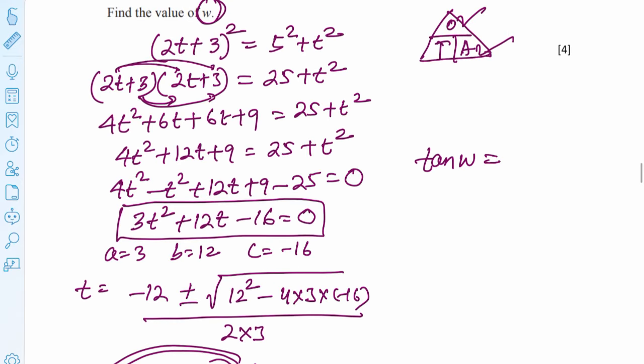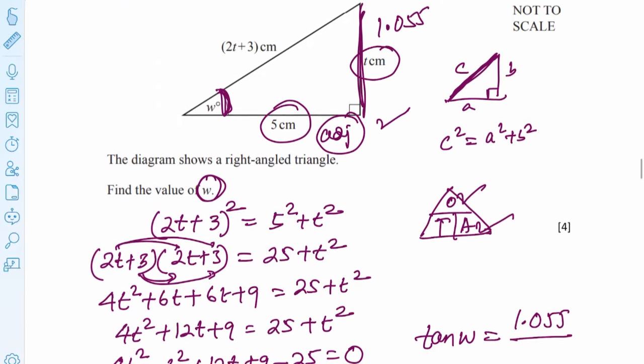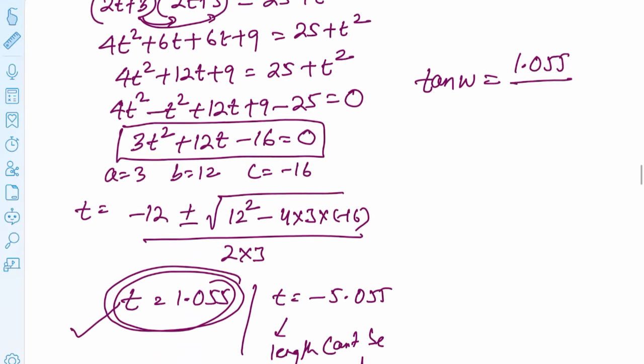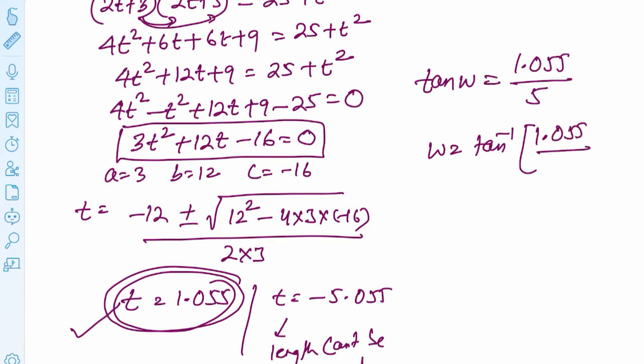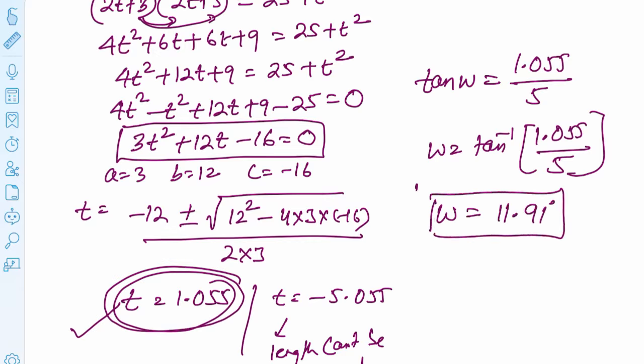1.055 over 5 centimeters, and W equals tan inverse of 1.055 over 5. When you put the value in the calculator, you might get the answer 11.91 degrees. This is the answer for this question.